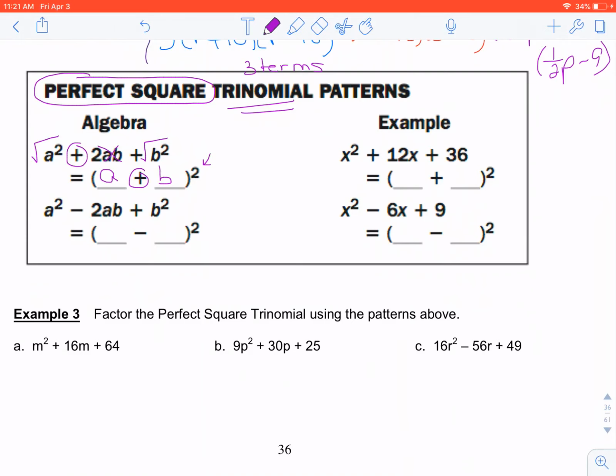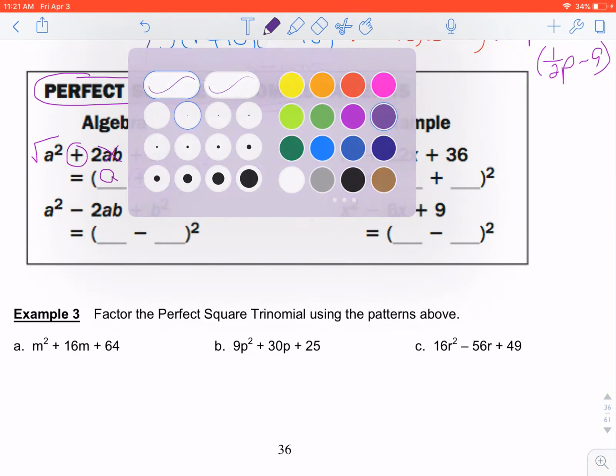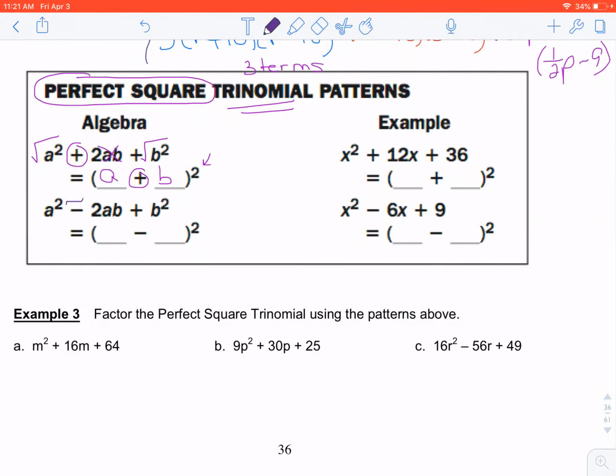If we look at the pattern underneath, it says a squared minus 2ab plus b squared. Notice there's a minus sign in the parentheses, so this is going to be a minus b, and then it's squared. The big thing with this pattern is you need to see if there's a plus or a minus sign, because when we use our factoring pattern, there needs to be a plus if there's a plus, a minus if there's a minus.